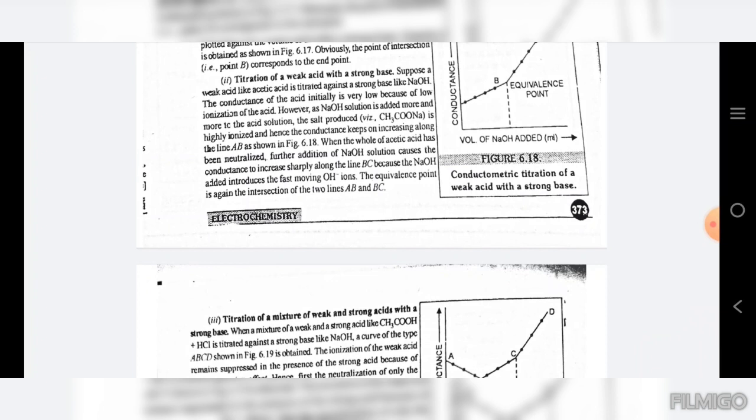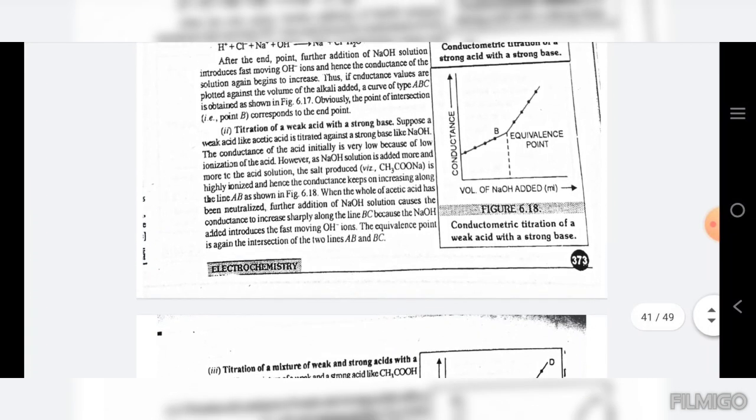Titration of a weak acid with a strong base. Suppose a weak acid like acetic acid is titrated against a strong base like NaOH. The conductance of the acid initially is very low because of low ionization of the acid. However, as NaOH solution is added more and more, the salt produced is highly ionized and hence the conductance keeps on increasing, the line AB as shown in figure 6.18. You can see the figure 6.18, conductometric titration of a weak acid with a strong base.